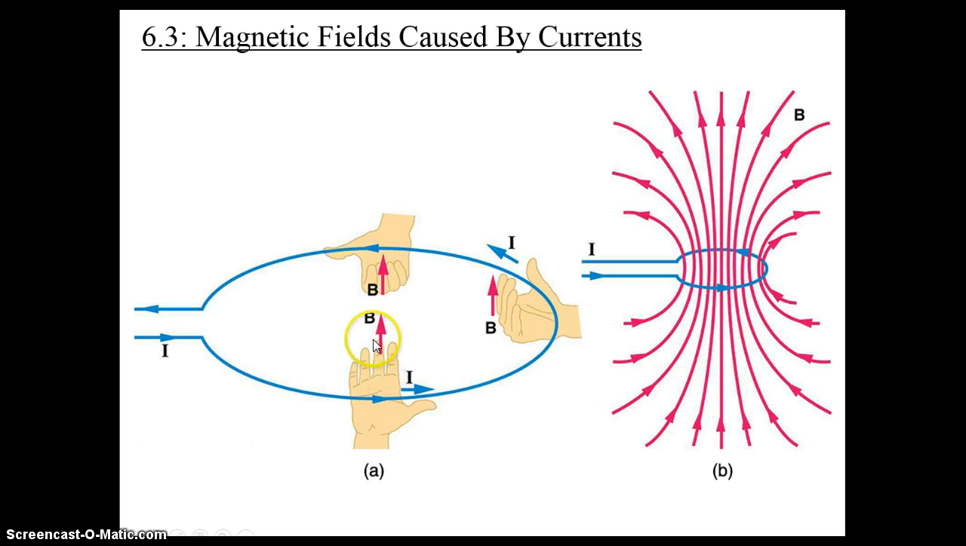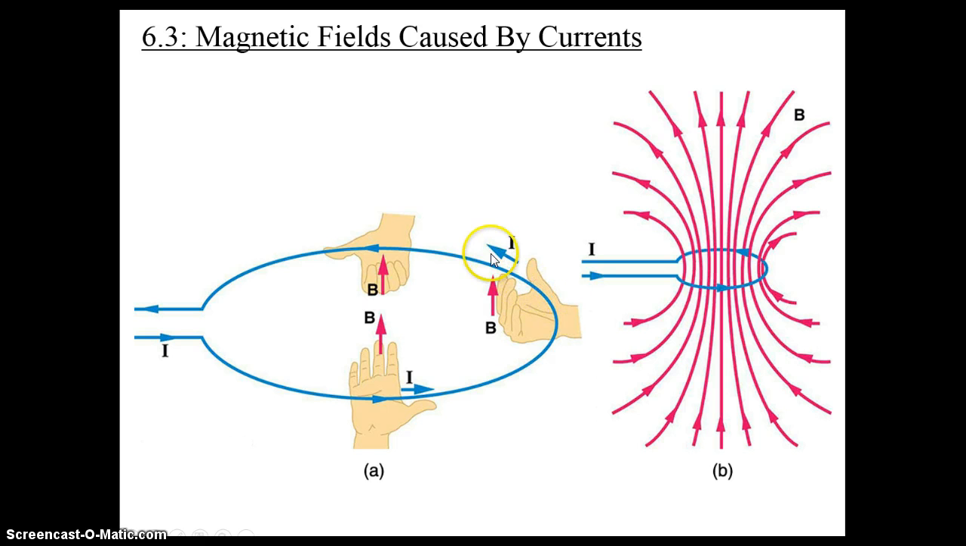Your fingers are straight out, and you curl them in to find the direction of the B field. So your fingers would go up, and then they would come over the wire, which means they would do sort of what's shown here. At this point, the thumb points in. Let's see, I guess we're actually right here.